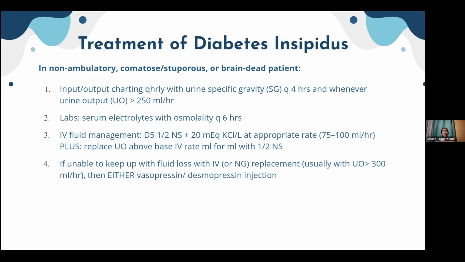It's important to also assess labs, mainly serum electrolytes with osmolality every 6 hours, and IV fluid management. This involves 5% dextrose with half normal saline, so that's 0.45% sodium chloride, with potassium replacement at 20 milliequivalents of KCl at appropriate rates. We also need to replace urine output above the base IV rate mil for mil with half normal saline. If the patient is unable to keep up with fluid losses with either IV or even NG replacement, then one can consider either vasopressin or desmopressin administration.